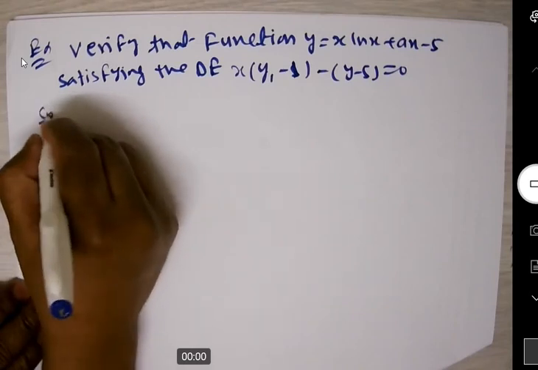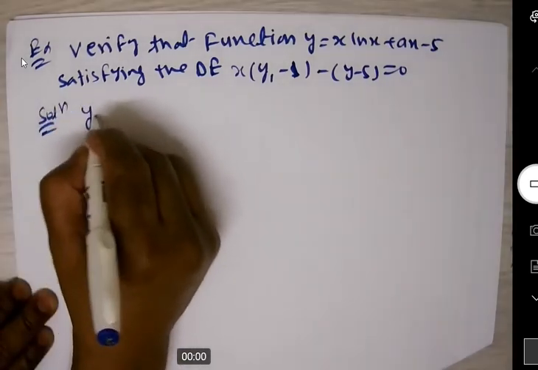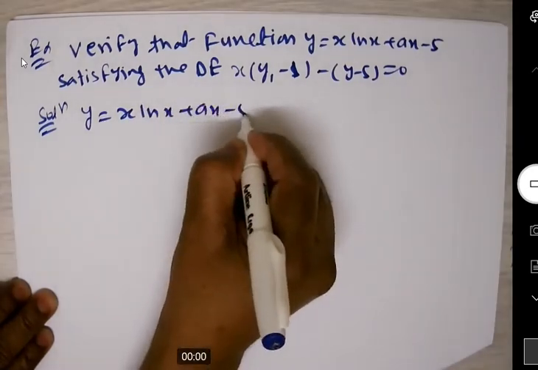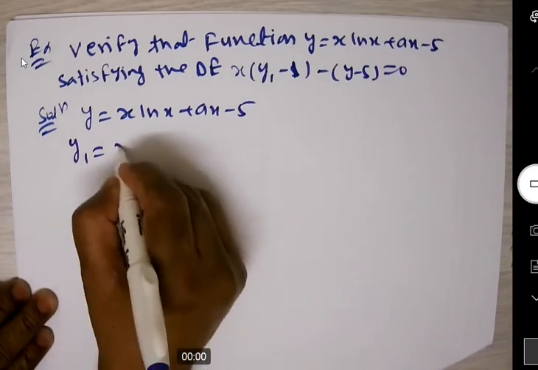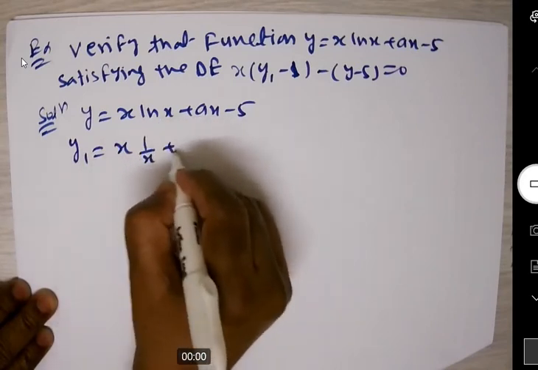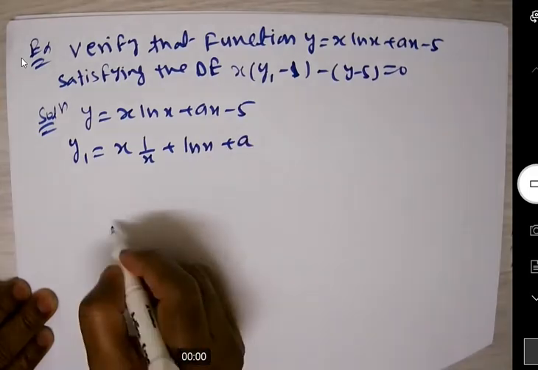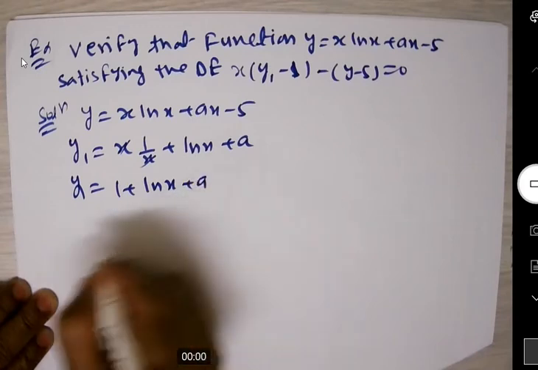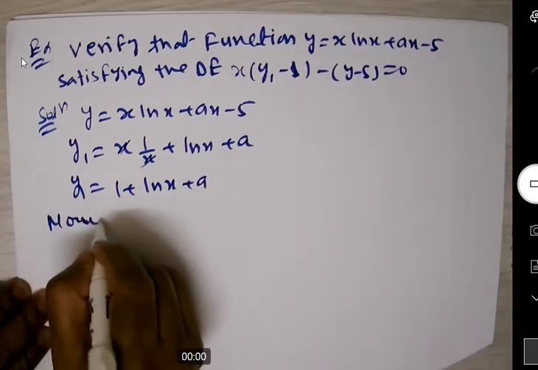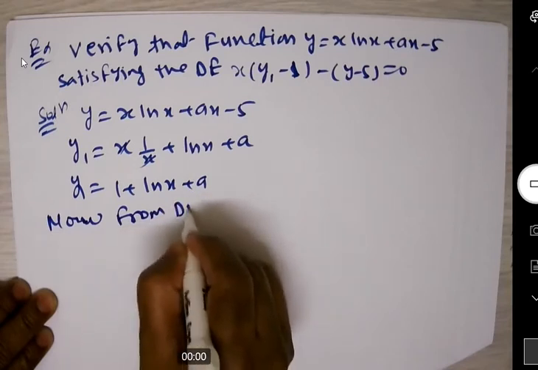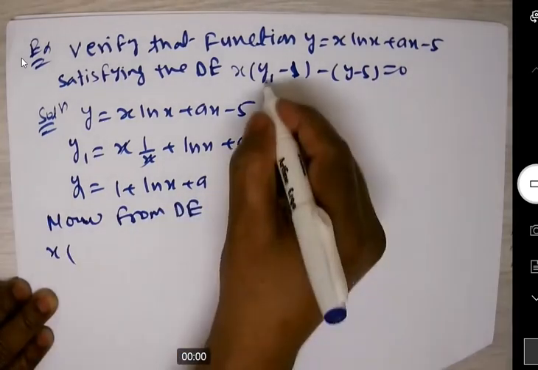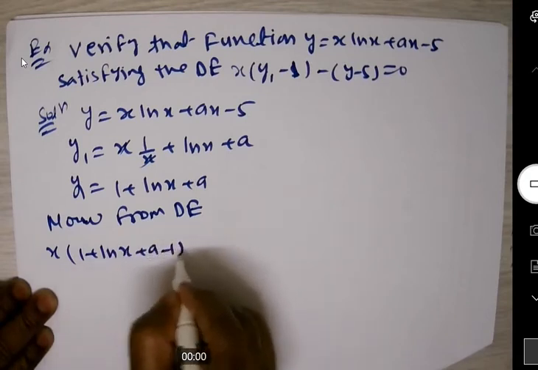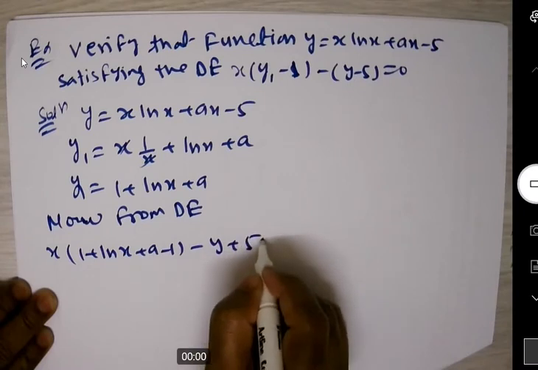So for the solution of that one, we need y1, means first derivative. y equal to x ln of x plus ax minus 5. Find the derivative y1 by using the product rule: x times 1 by x plus ln of x plus a. This is your y1. y1 is 1 plus ln of x plus a. Now from the differential equation, x y1 means 1 plus ln of x plus a minus 1 minus y plus 5 equal to 0.